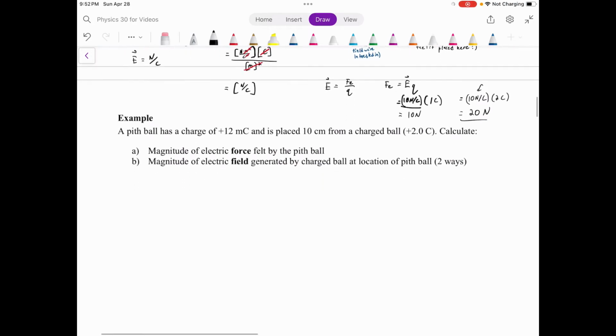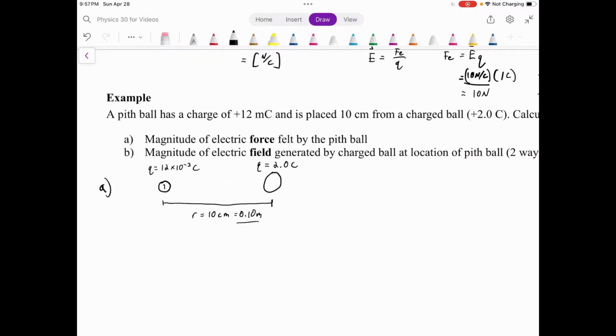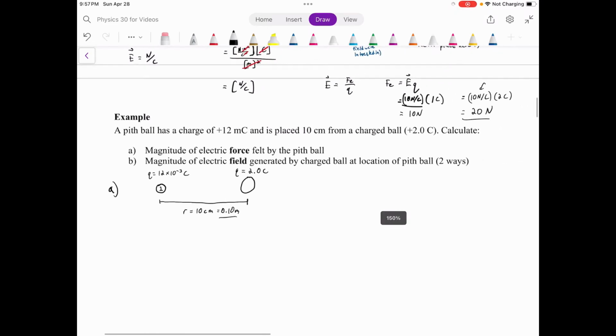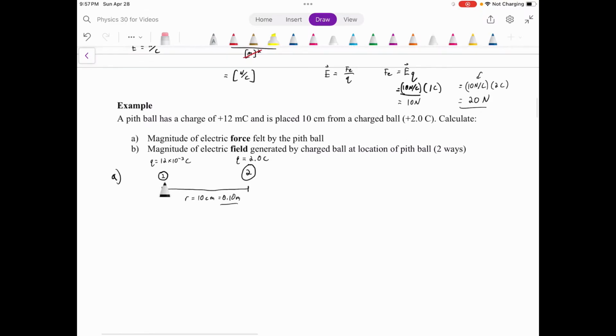Okay, but all right, A is actually just a chapter 10 question. This is just a Coulomb's law one, right? We're given two charges, the distance between them, and we want to calculate the force that's being felt between them. So let's draw a picture like we normally would. All right, so we got our 12 millicoulomb pith ball. I'm going to call that 1 just for the sake of the calculations and giving labels to everything. And our 2 coulomb charged ball, I'm going to call that object 2 just for the sake of labeling. And the distance between them is 10 centimeters, right? Which don't forget to convert to meters, divide by 100, 0.1 meters.